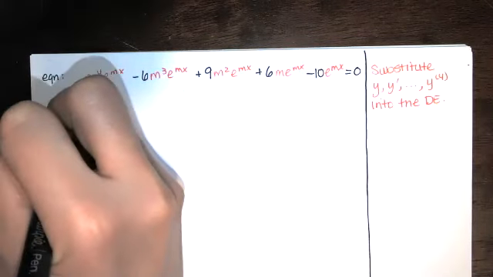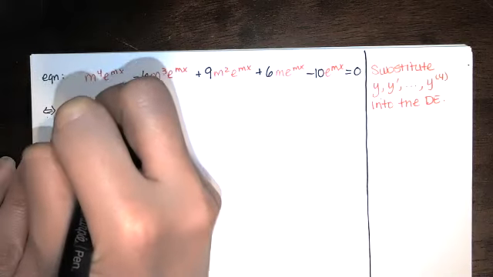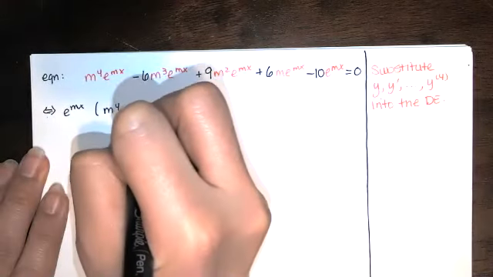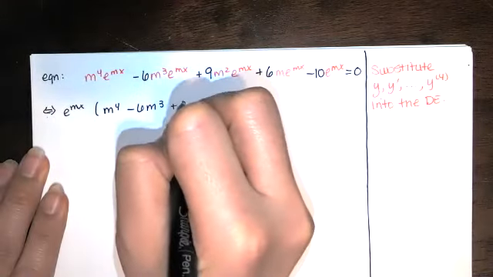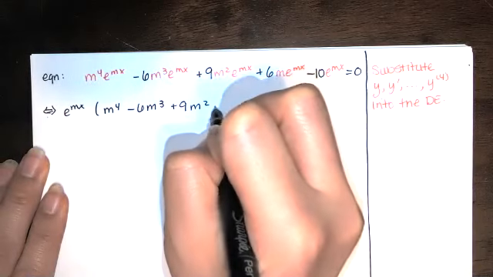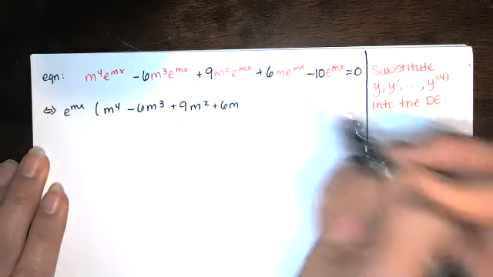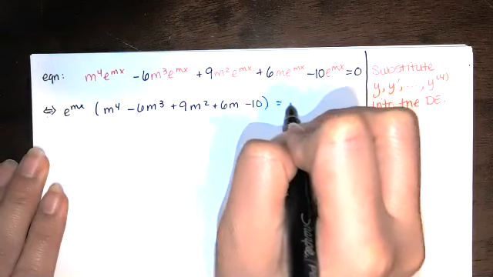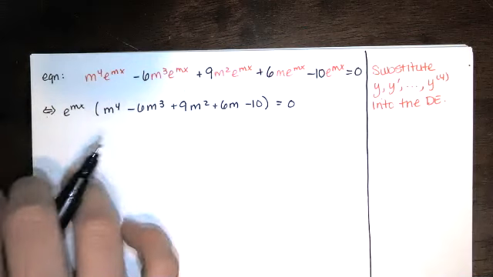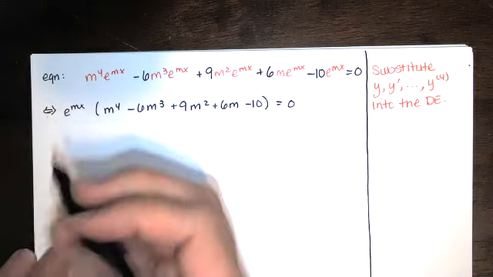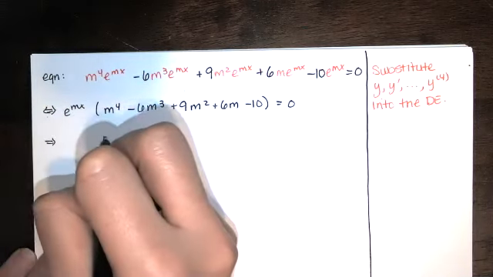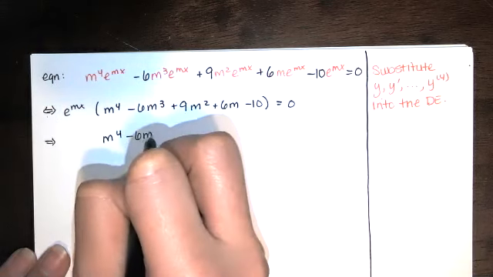Okay. Now you factor out the e to the mx from here, and you're left with e to the mx times this fourth degree polynomial, and that has to equal 0. Well, exponential functions are always positive, they're non-zero. So that means that the polynomial must be 0.